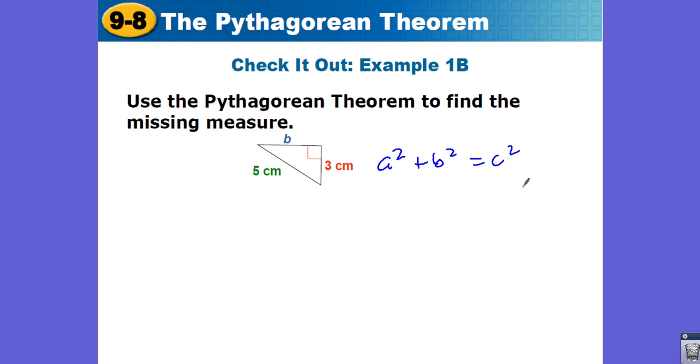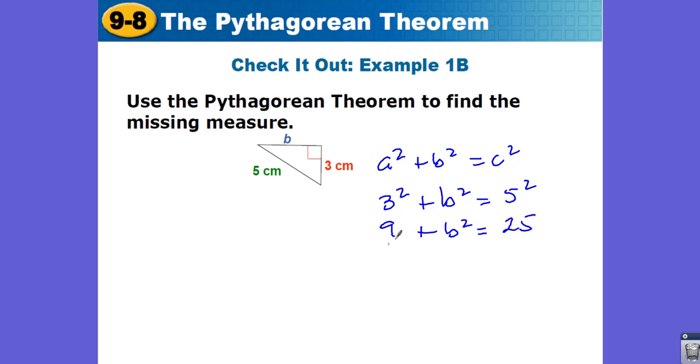So we plug in our information. Again, the 3 represents the a, so 3 squared. We don't know the b, so we leave b squared by itself. And c squared is 5, or c is 5, so we do 5 squared. So now we evaluate. 3 squared is 9, plus b squared equals, and then 5 squared is 25.